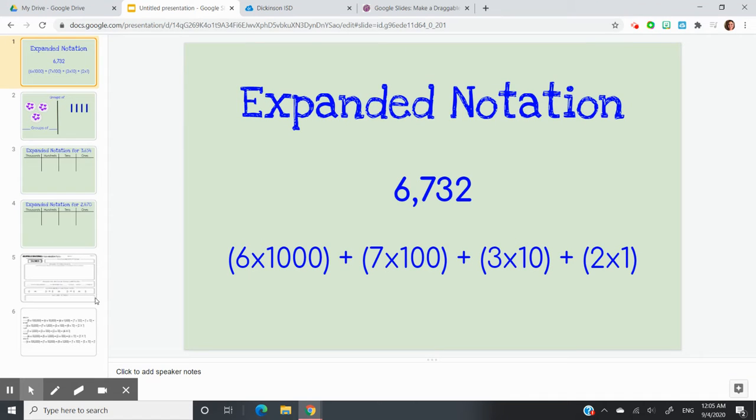Hi, boys and girls. So you just finished practicing representing numbers in different forms. Right now, we're going to focus on expanded notation. Now, you learned about expanded notation yesterday, and today we're just going to build a little bit more on that.